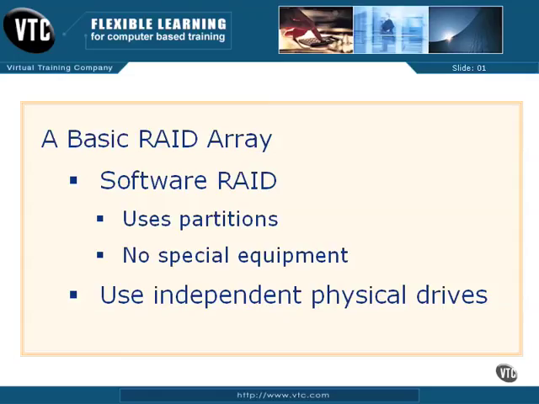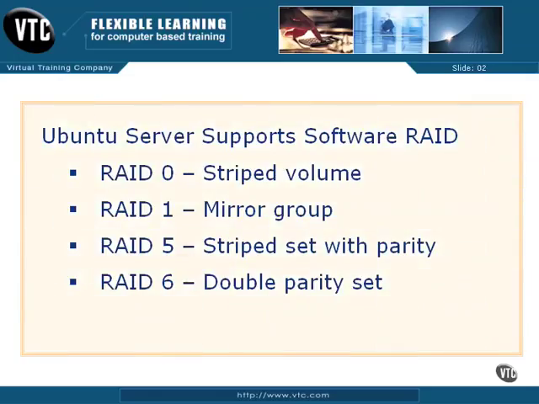RAID is short for Redundant Array of Independent or Inexpensive Disks. It's independent so as to make sure RAID actually protects your data. Different RAID partitions should be located on different physical hard drives. There are 4 levels of RAID supported by Ubuntu Server, known as RAID versions 0, 1, 5, and 6.